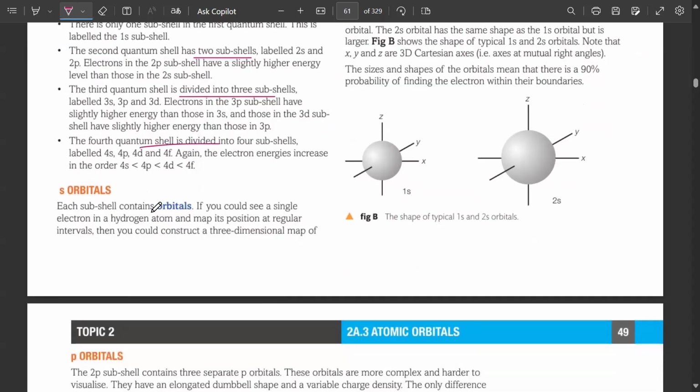Each subshell contains orbitals as well. If we talk about the s subshell, s only has one s orbital, which means the two electrons in s would be in that orbital. But if we talk about p, p has 6 electrons, right? p has 3 orbitals. They are known as px, py, pz, and each of them holds two electrons.